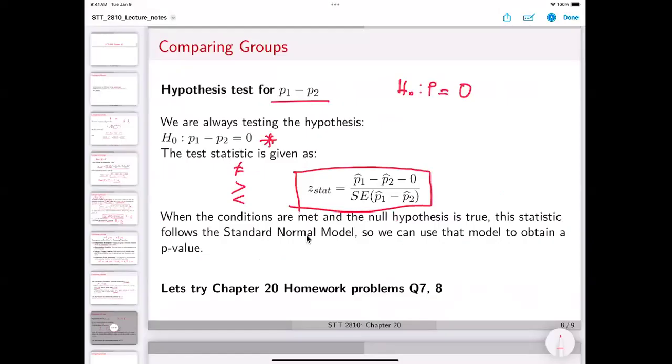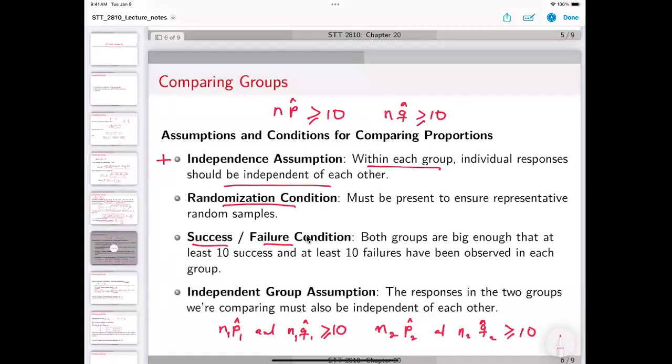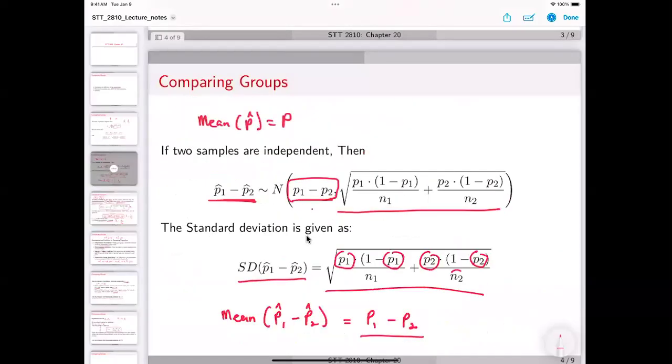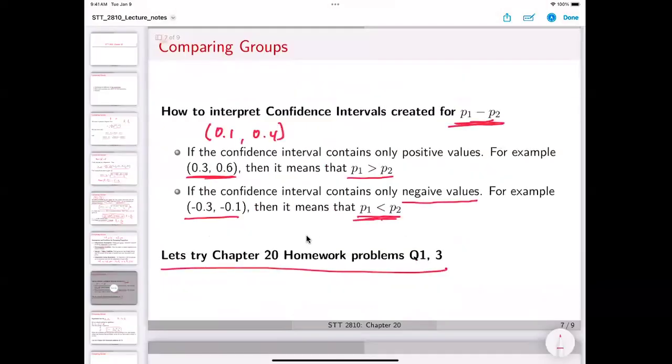And so let us see how to do this. Most of these things in chapter 20, StatCrunch is able to do that for you. But you should also know how to do that manually if you want to. So we are going to use StatCrunch to answer some of your homework problems. So let's open to chapter 20 homework problems. Let's open to question 1.